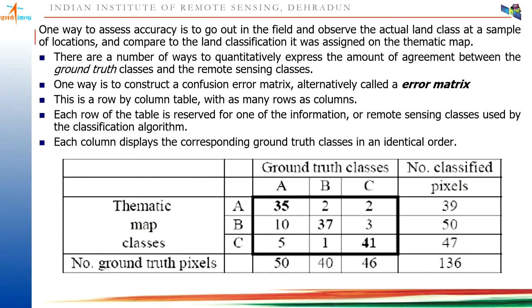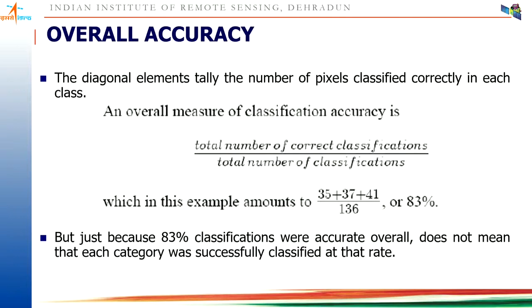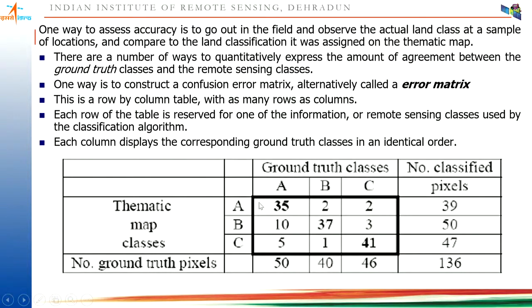This error matrix is a square matrix in which the number of rows and the number of columns are the same, and this number is equal to the number of categories or classes that you have classified. Once this is done, we can do all sorts of calculations over this. Now if you look here, all the correctly classified pixels fall in the diagonal of the matrix. So you can see 35 pixels were correctly classified here.